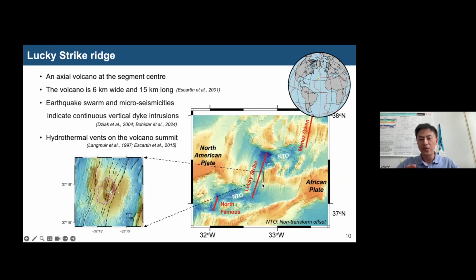If we blow up the central part of this ridge segment, we can say at the segment center, there's an axial volcano. The volcano is about 6 kilometers wide and 15 kilometers long. The earthquake swarm and continuous microseismicity indicate that on this ridge segment, there's continuous dyke intrusion, but mainly vertical dyke intrusion. And on the volcano summit, there are several active hydrothermal vents, which are shown in this figure as the white triangles.